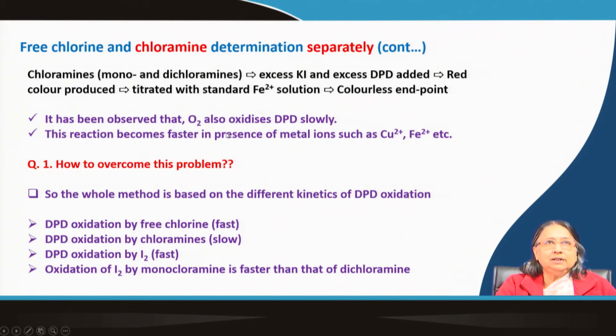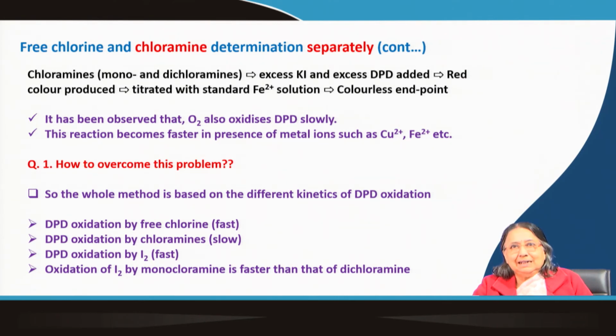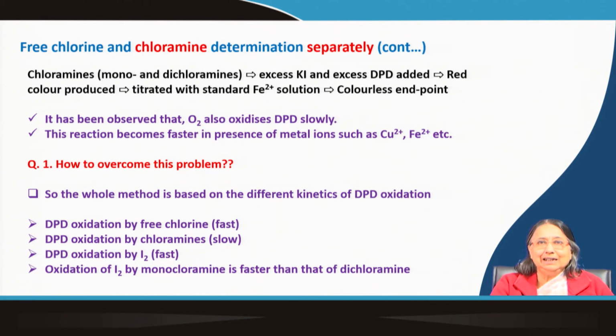It has been observed that oxygen also oxidizes DPD slowly. Oxygen is also an oxidizing agent, right. So, it can oxidize DPD also. This reaction becomes faster in the presence of metal ions. Again, if metal ion is there, it catalyzes. So, how to resist it? How to make the reaction of oxygen with DPD slower?